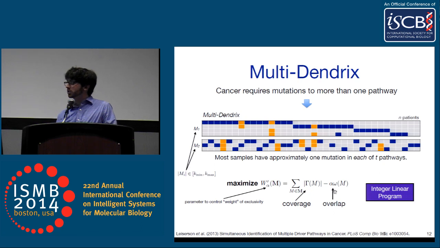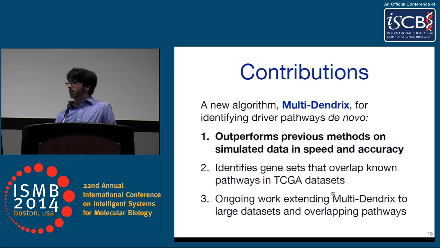In addition, Multi-Dendrix can search for gene sets of different sizes simultaneously. So it's searching for multiple pathways across a range of sizes simultaneously, while Dendrix is limited to a single pathway of a single size. Now I'm going to outline the remainder of the talk. First, I'm going to show how Multi-Dendrix outperforms previous methods on simulated data, both in terms of speed and accuracy. Then I'll show the results of applying Multi-Dendrix to mutation data sets from the TCGA, where Multi-Dendrix identifies gene sets that overlap known pathways. And finally, I'll discuss ongoing work extending Multi-Dendrix to large data sets and overlapping pathways.